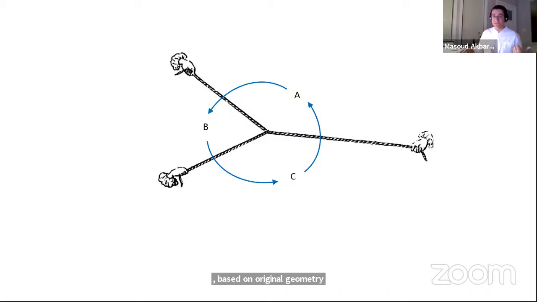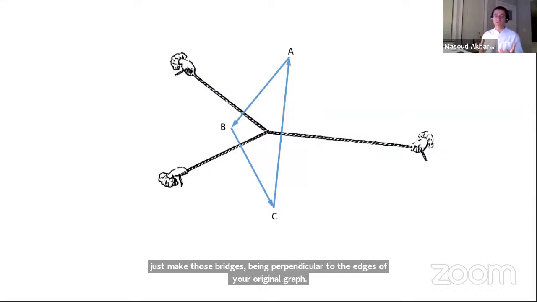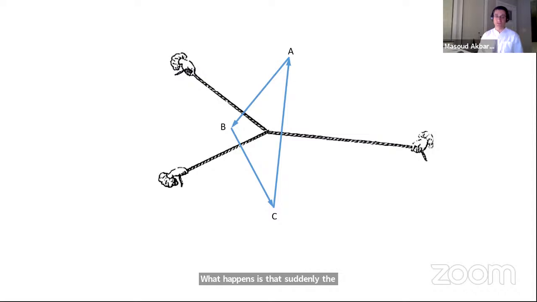Now, with just one technique, just make those bridges perpendicular to the edges of your original graph. What happens is that suddenly you have the force distribution for your original structure, or basically your tensile network. Why? Because you can measure the length of the edge that is perpendicular to your rope, and that describes the magnitude of the force that is being exerted at the end of the rope.